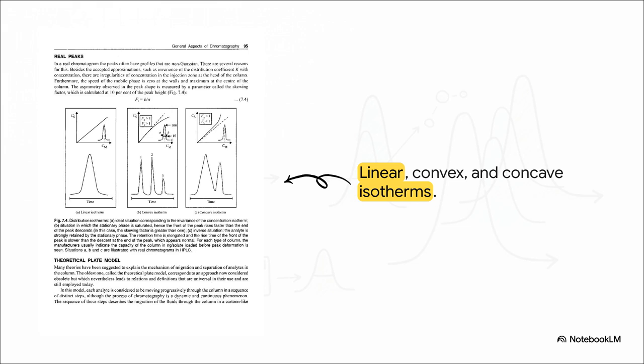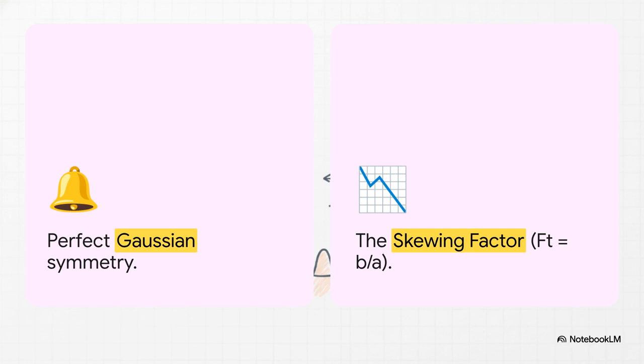The front of a chemical peak rushes out really fast, but the tail drags behind, so it leans heavily to the right. And then on the far right, the concave curve shows the exact opposite scenario. The analyte is strongly retained by the column, so the front drags slowly and the tail drops off sharply, so it leans left. To actually manage this messy reality, scientists need a way to measure the mess itself.